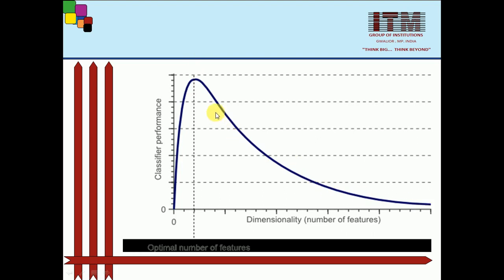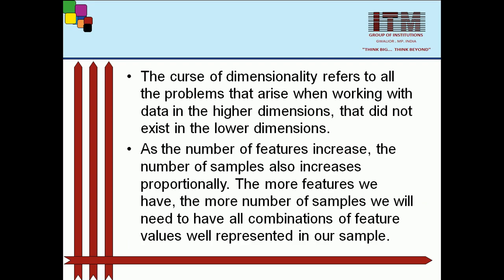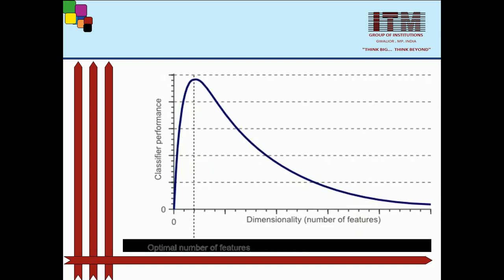The graph is showing that the classifier performance is degrading as the number of features increases. It is not providing optimal results. As the number of dimensions increases, the results which should be obtained in a clarified way are not obtained actually. So we can say this is the curse of dimensionality. As the number of features increases, the number of samples also increases proportionally, but the performance of the classifier is degrading.